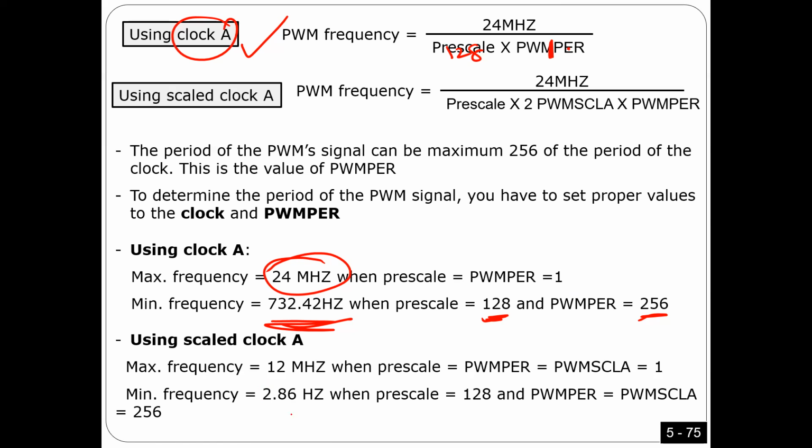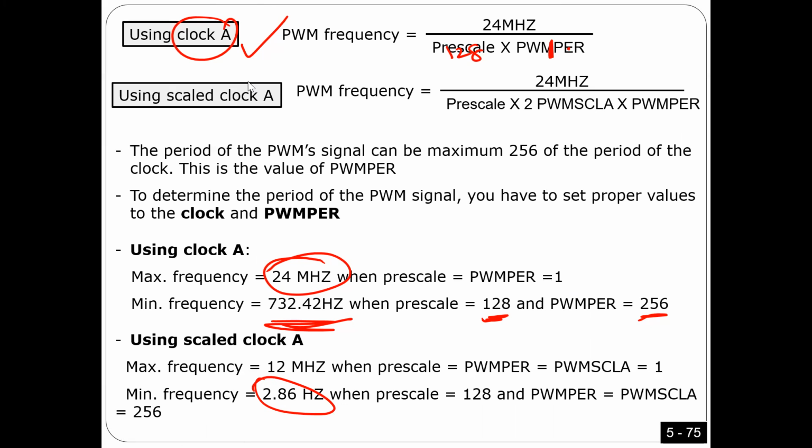Otherwise, if you want to go scaled clock A, this one is going to go much lower, which makes more sense. You know why I want much lower here than this one? Because I'm going to divide by 2 more registers, as you see here. I'm going to divide by the period here, I divide by the period here, I'm going to divide by more things. So that's why I can go up to 2 hertz. You understand what I'm saying?